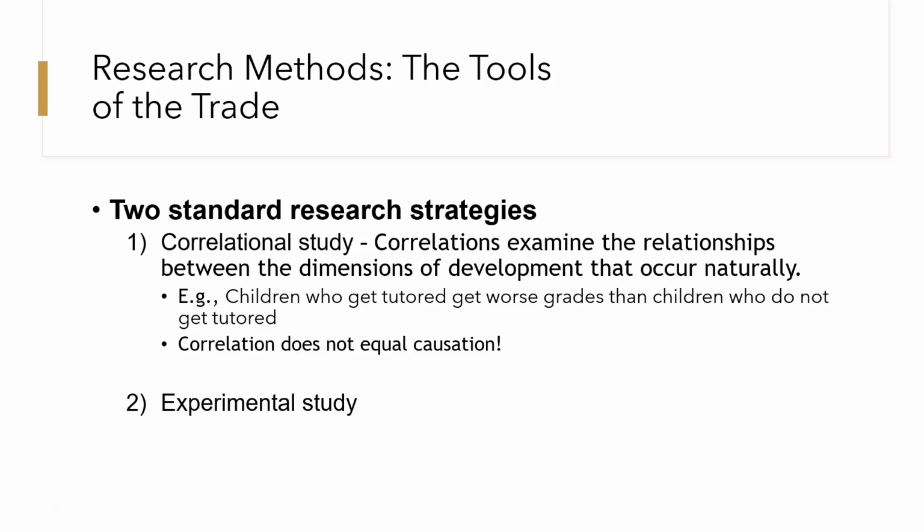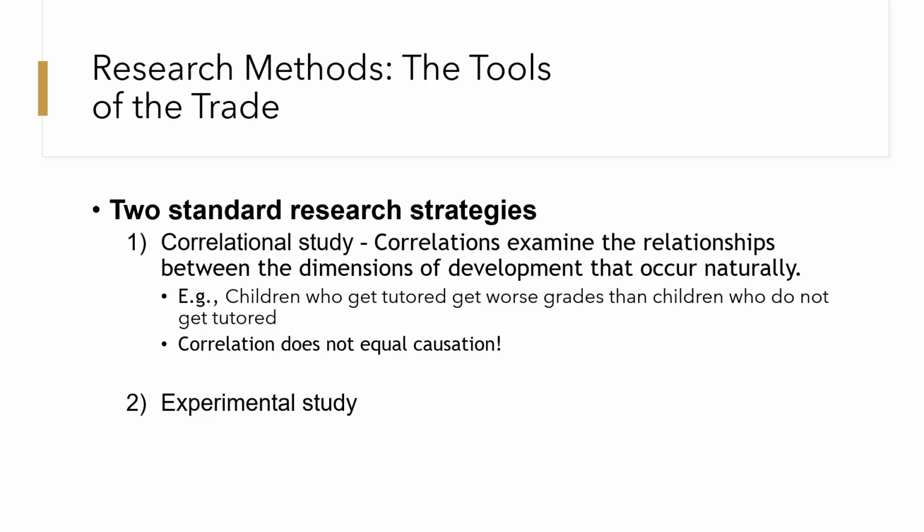And what we have to remember with correlational research is that correlation doesn't equal causation. This is not to say that getting tutored causes children to get lower grades. In fact, what does this probably mean? It probably means that the children who have lower grades because they're struggling more at school are the ones who are getting tutored, right?